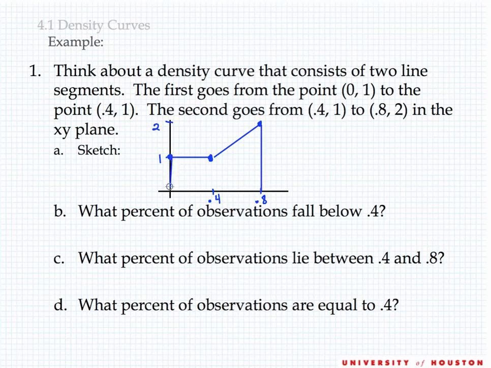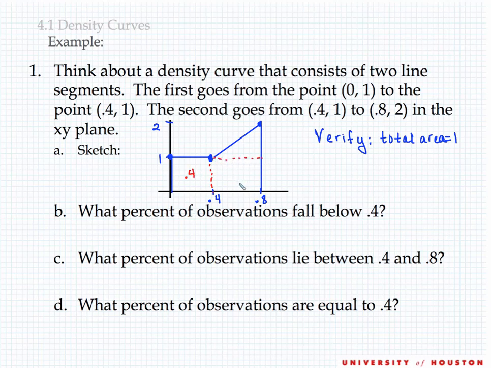Now, before we begin talking about our percent of observations, let's verify that this is a density curve. If it's a density curve, the total area must be 1. So let's look at our area. Between 0 and 0.4, we have a rectangle whose width is 0.4 and height is 1. So this area is 0.4.